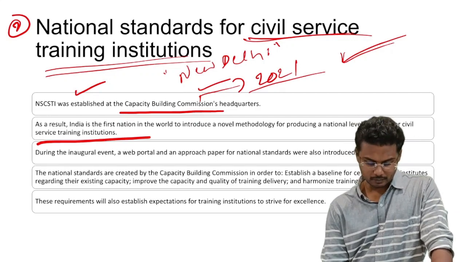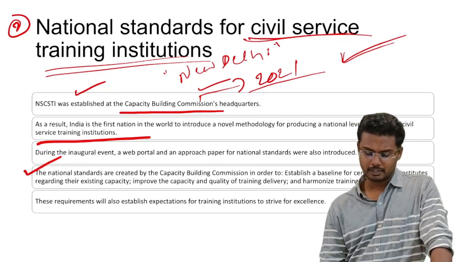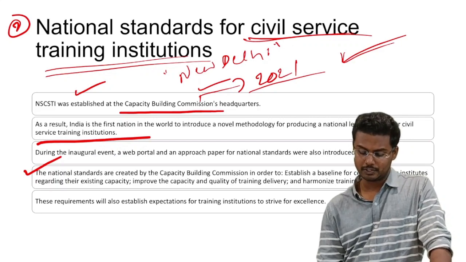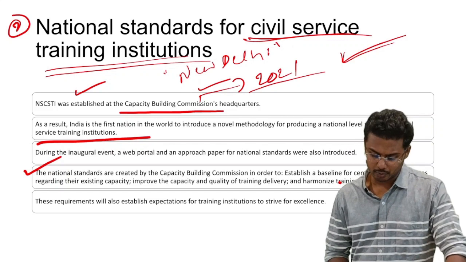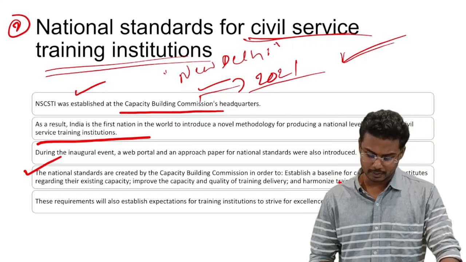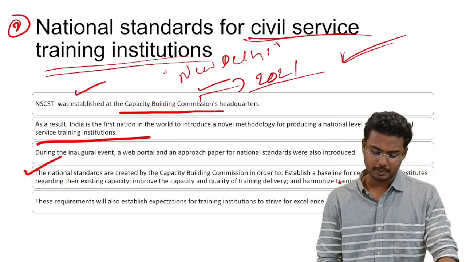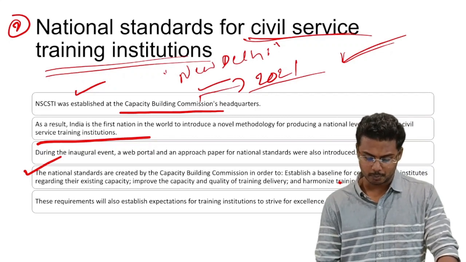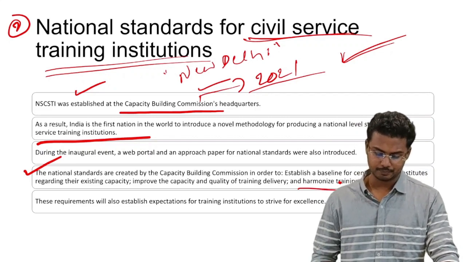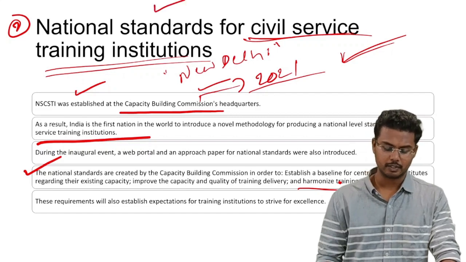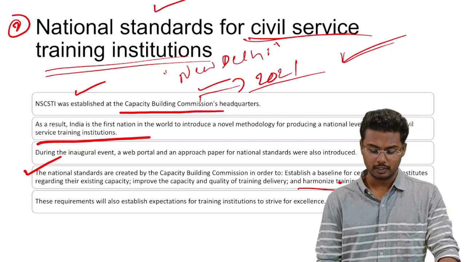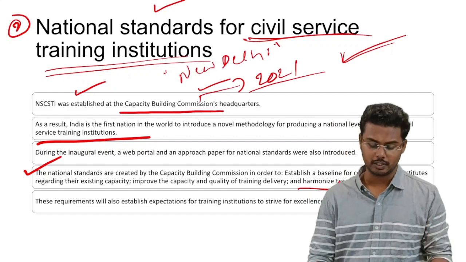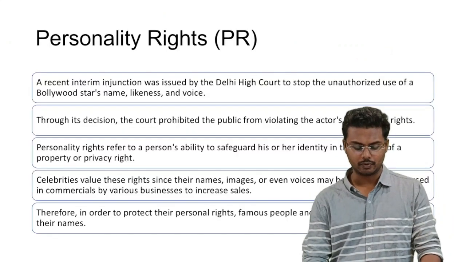Alright. The national standards are created by the Capacity Building Commission in order to, why? To establish a baseline for central training institutes regarding their existing capacity, also to improve the capacity and quality of training delivery, and lastly to harmonize training standards. Alright, so where is it located? It is located at the premises of the Capacity Building Commission. Where is this commission located? It is in New Delhi. It was established in the year 2021.